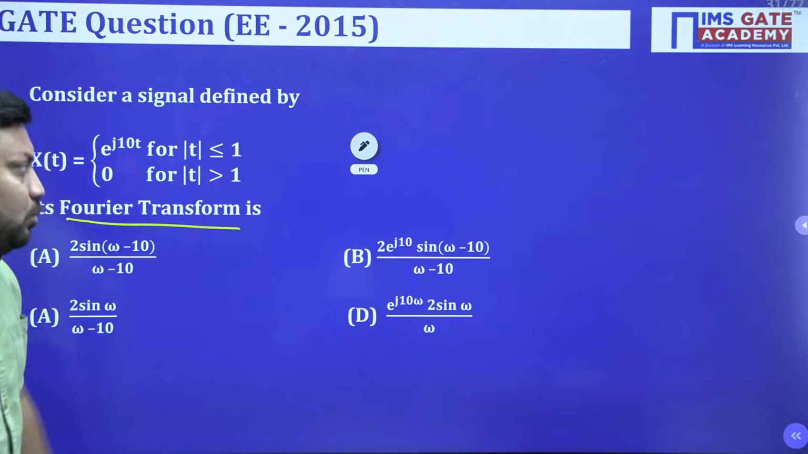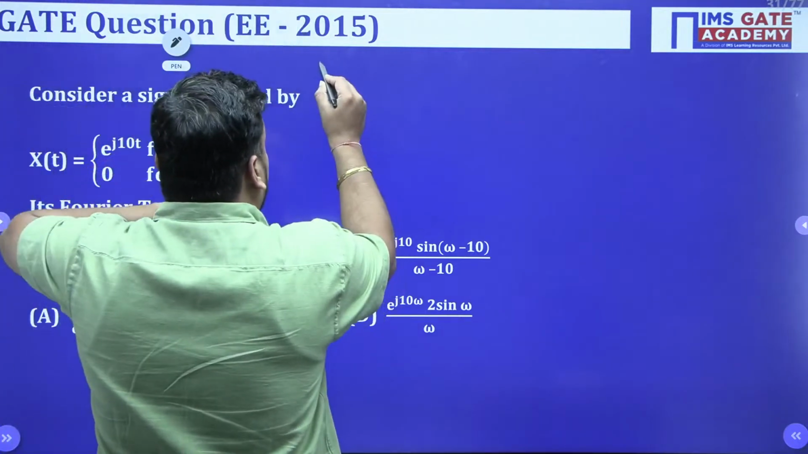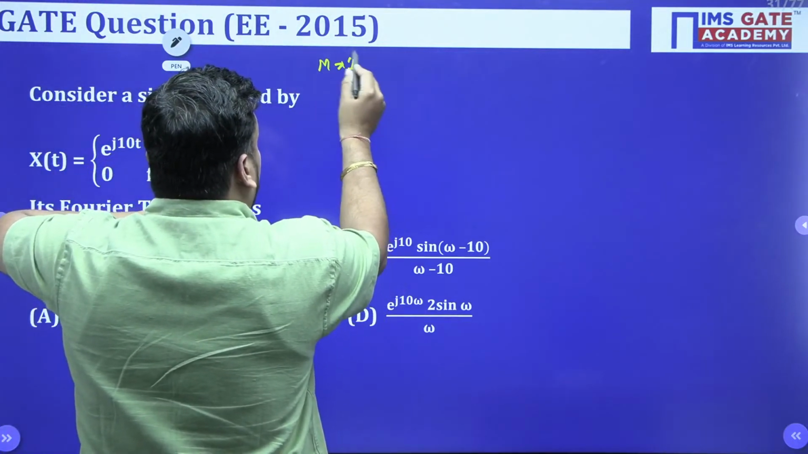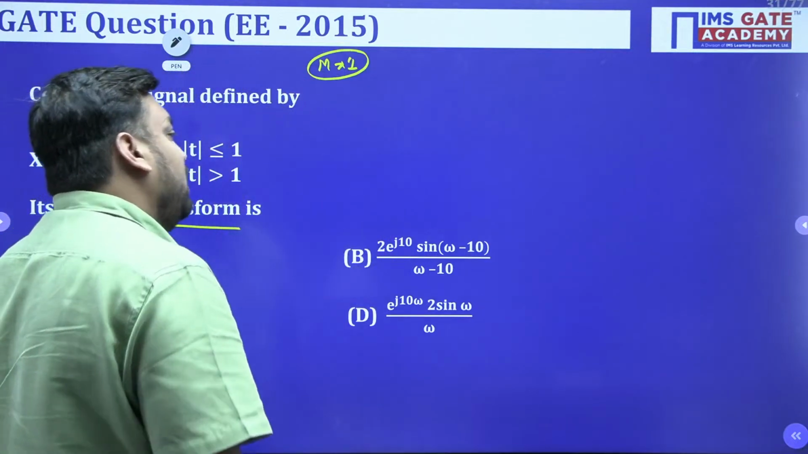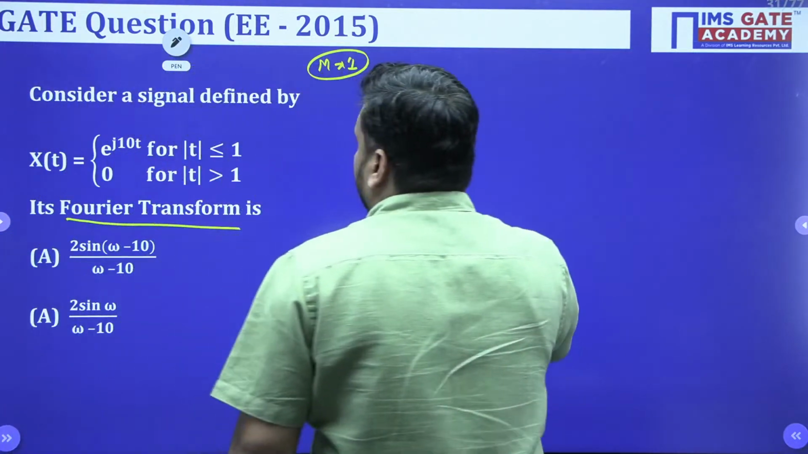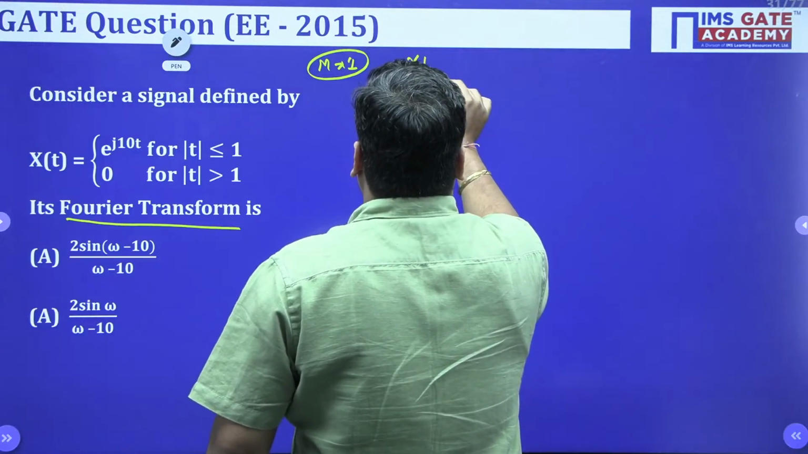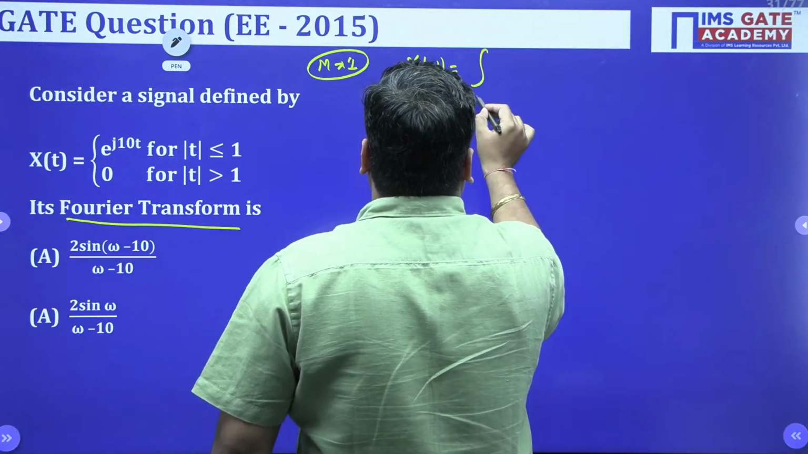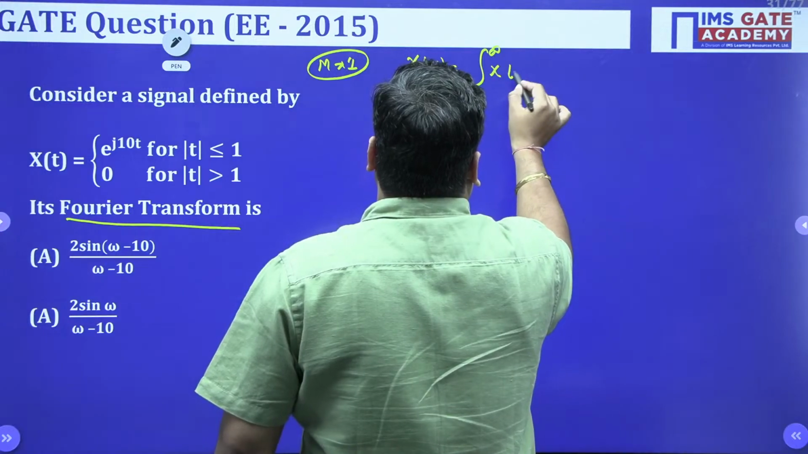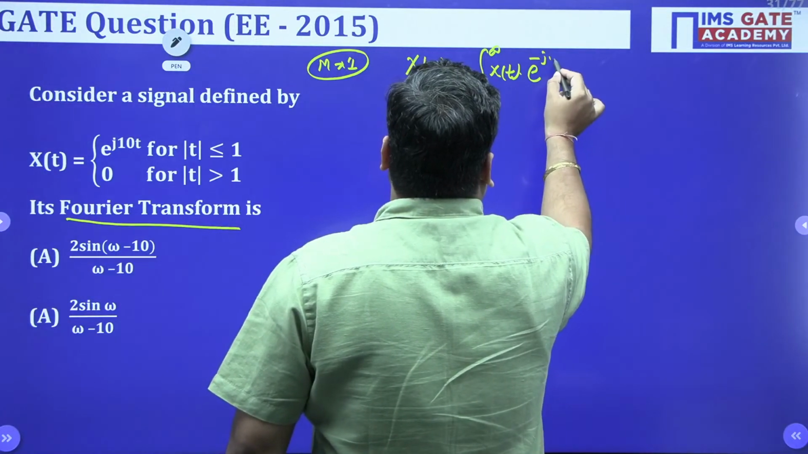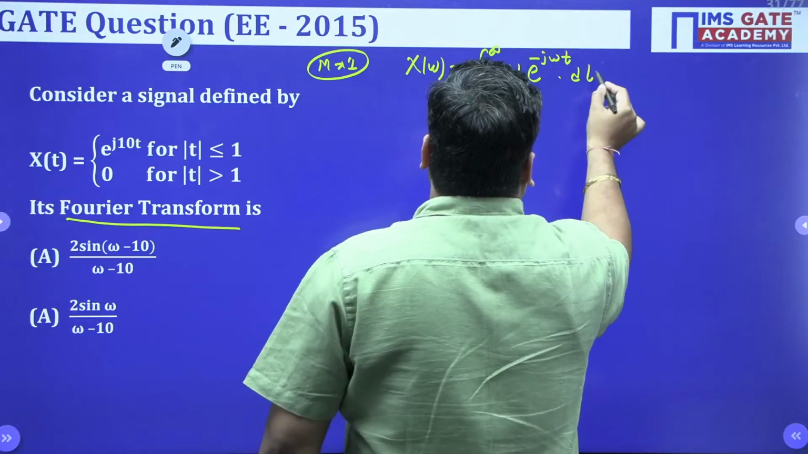So we will discuss two types of solution, student. Right now I am solving this question as method number 1. Method number 1 means the conventional approach. If nothing is coming to my mind, just apply the formula. So x(t) is given, and the Fourier transform formula is the integral from minus infinity to infinity of x(t) e to the power minus j omega t dt.